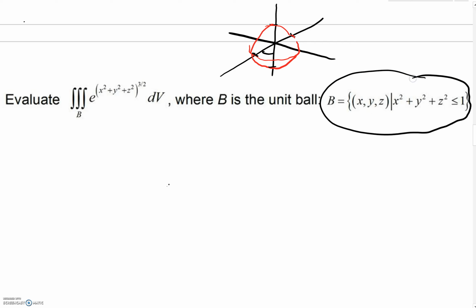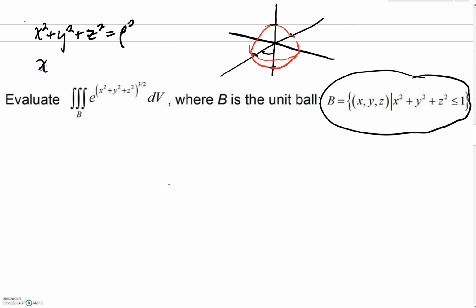This unit ball is a sphere with everything included inside of it. It's like a solid sphere, so to speak. And you'd think, well, gosh, how can I work this out? Well, we know that x squared plus y squared plus z squared is equal to rho squared.